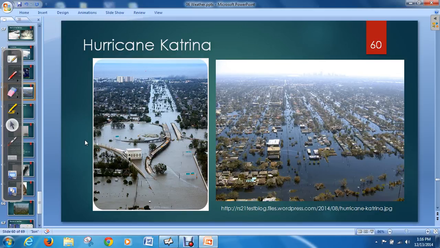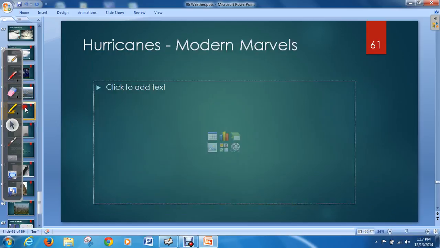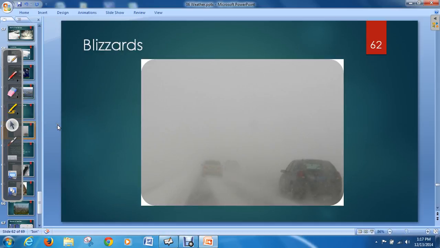So we want to understand hurricanes and understand that, again, they are like tornadoes and they come from these pressure differences. In class we watched a video on hurricanes by Modern Marvels, which is very good at explaining what they are. The last storm we're going to cover is blizzards.